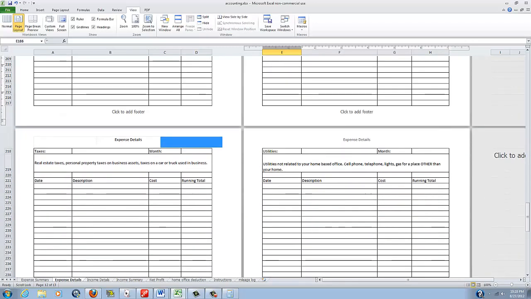So, our next spot is taxes. This is if you maybe pay taxes on a business property or business asset. I didn't, so I do not fill that out.